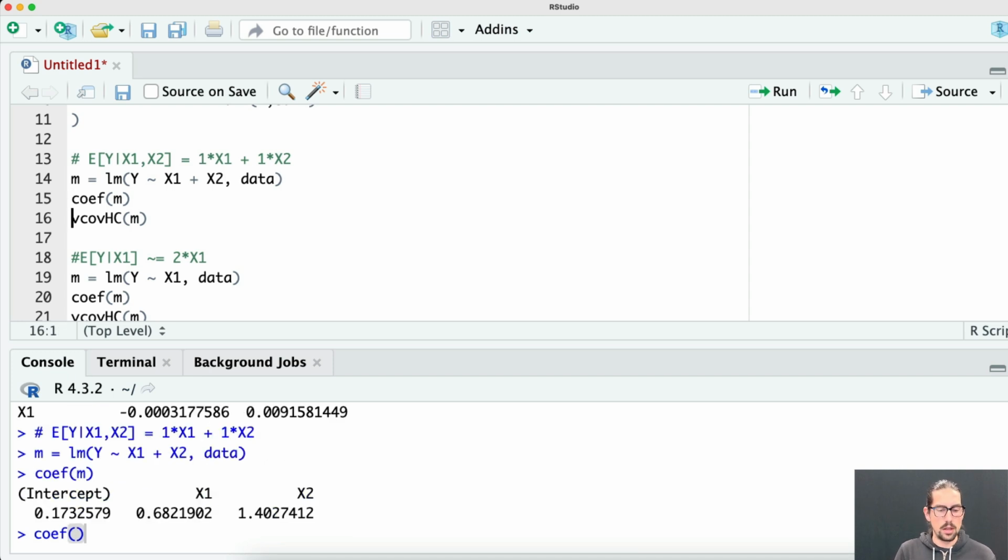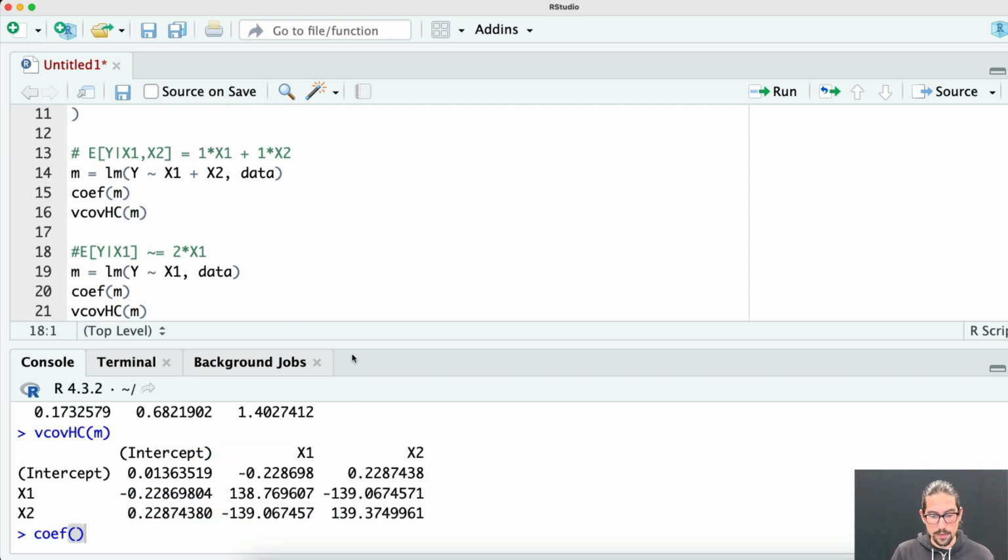And so let's see what happens if I add this variable x2. Now let's look at the coefficients. Okay, so here, in this case, I'm getting coefficients that are a bit closer to 1 and 1, but you see they're not actually that accurate, right? We're getting a 0.68 and 1.4. And if I look at the variance-covariance matrix, let's just look at the diagonal.